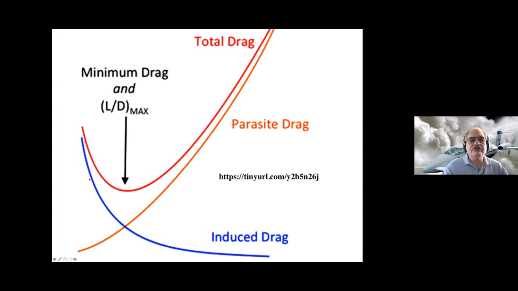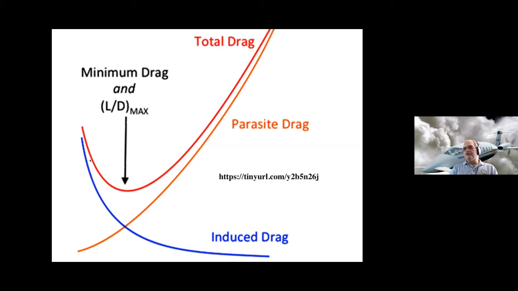Another interesting thing about this curve is if you go slower than this minimum drag point, look what happens. The drag goes up. So it takes more thrust and hence more power to fly slower. That means below this region, which is where a lot of airliners come in on approach, and certainly many fighters come in, the airspeed is unstable. If you go slow, you need more power to go slower, so you'll slow down more, which needs more power, and you'll slow down more.